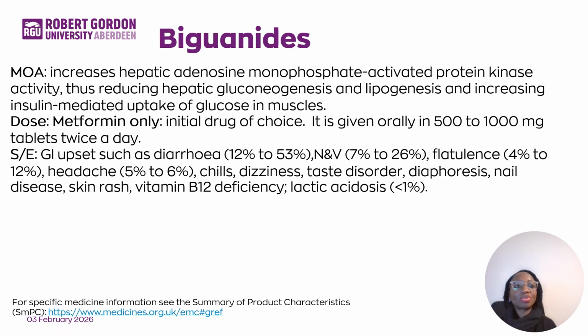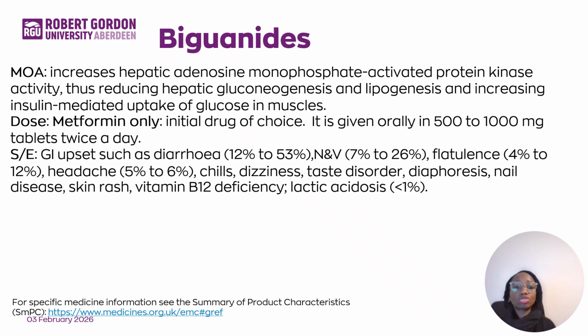First, we'll start with the biguanides, and really metformin is the only one in this category. What does it do? It increases hepatic adenosine monophosphate-activated protein kinase activity, thus reducing hepatic gluconeogenesis and lipogenesis, and increases insulin-mediated uptake of glucose in the muscle. So it's a dual function. Metformin is the only one in this class. It's the initial drug of choice for most people who are diagnosed with type 2 diabetes, unless otherwise contraindicated, as we'll review when we go into the NICE guideline.